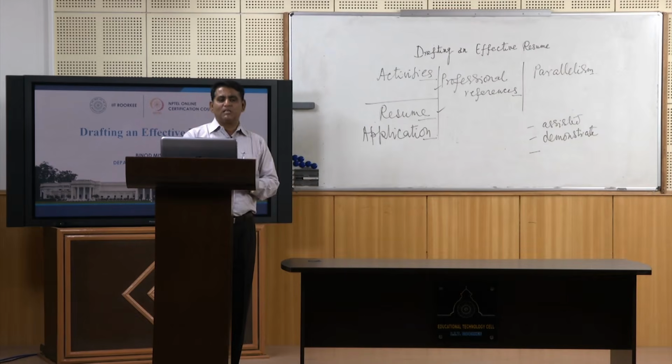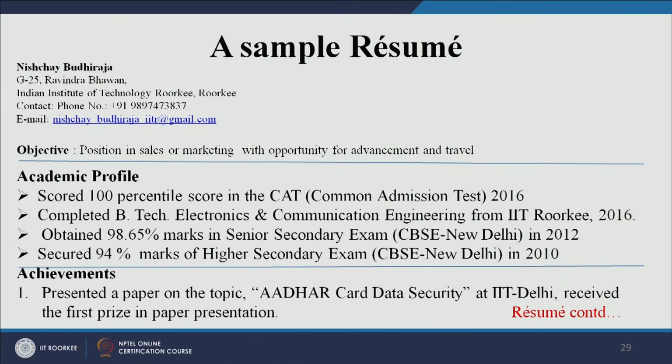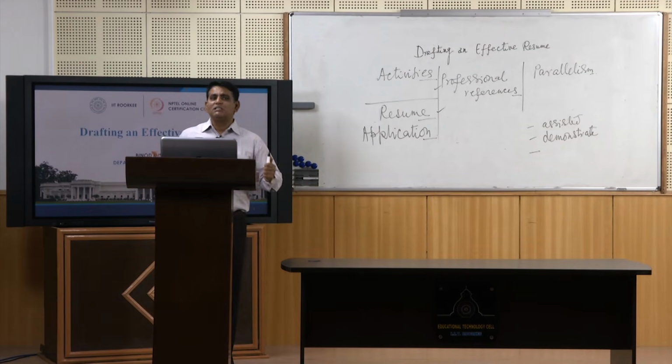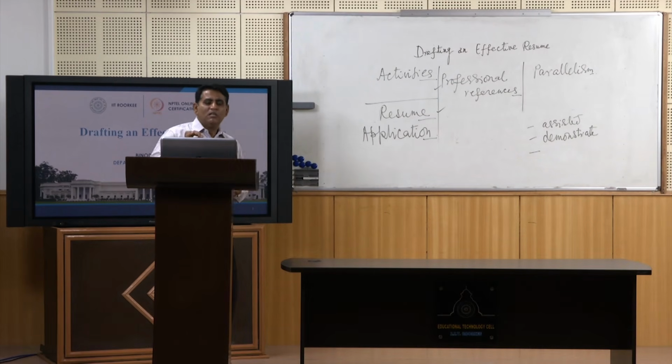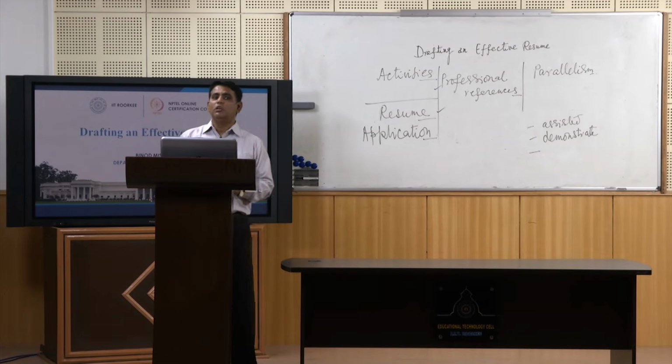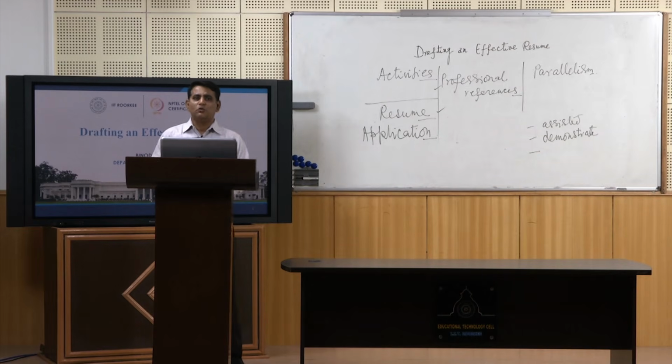And now here you see the objective that he has given: position in sales or marketing with opportunity for advancement and travel. Meaning thereby he is giving them the clue that he can travel also. He is not confined to the office job. So naturally he provides some room to the recruiters, and then he is mentioning his academic profile. You will find in all these the use of action verbs, and then the use of past tense: scored, 100 percentile, completed BTech, obtained, secured. Now these are the terms which ensure that he has taken extra care to draft this resume.